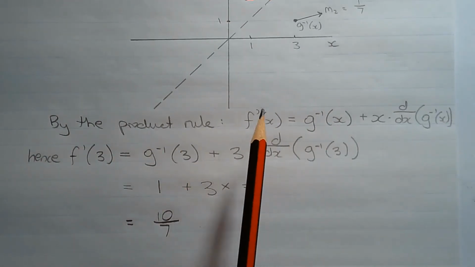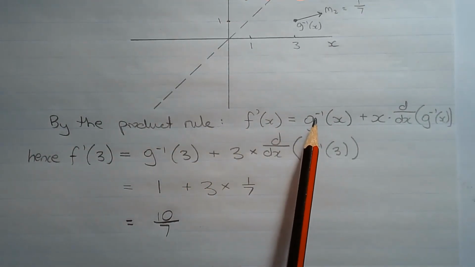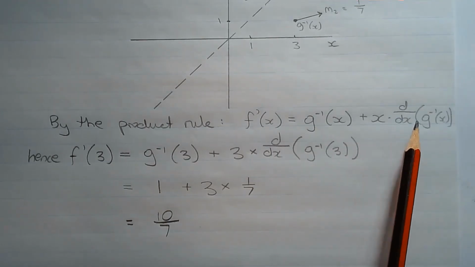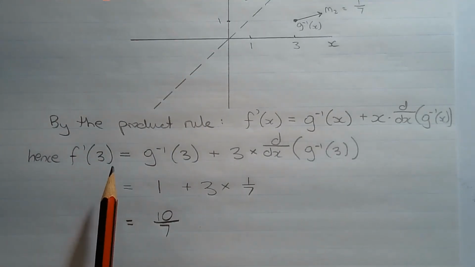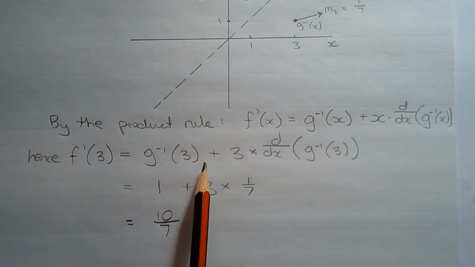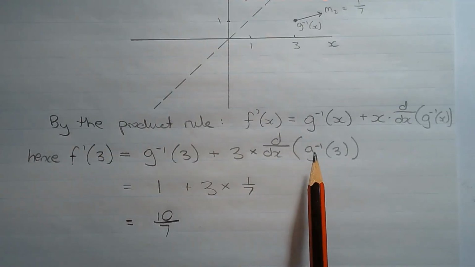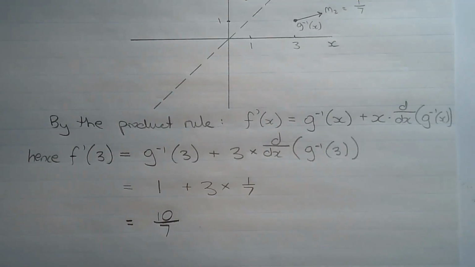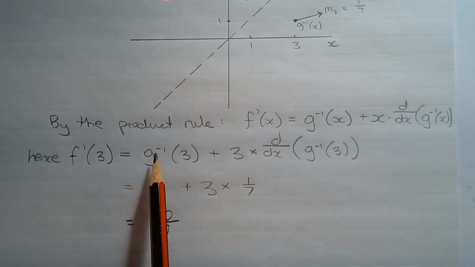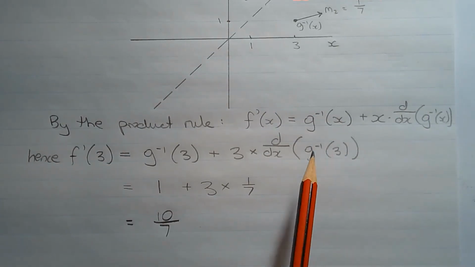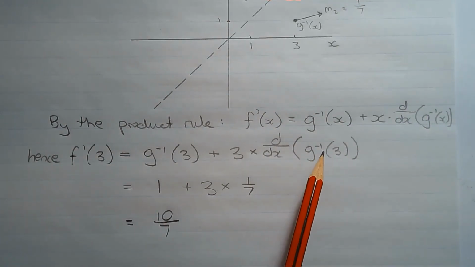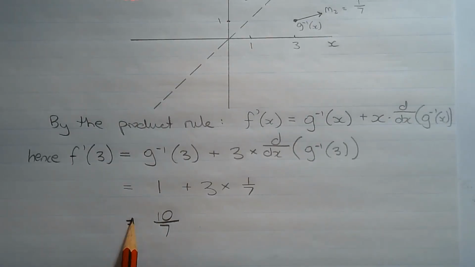Now, by the product rule, f dash of x is equal to g inverse of x plus x multiplied by the derivative of g inverse of x. Hence, f dash of 3 is equal to g inverse of 3 plus 3 multiplied by the derivative of g inverse of 3. Now, g inverse of 3 is equal to 1, since the coordinates have been reversed, plus 3 multiplied by 1 over 7, which is the value of the derivative when x equals 3 on the curve y equals g inverse of x. And that equals 10 over 7.